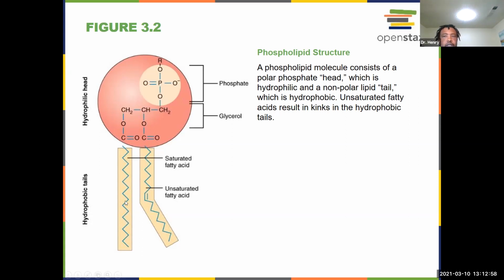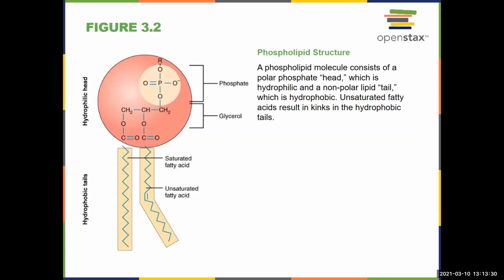Okay? So the hydrophobic tail is basically fatty acids. Here is an example of a saturated fatty acid, and this is an example of an unsaturated fatty acid. What is the difference between a saturated fatty acid and an unsaturated fatty acid? You guys remember? Okay, so that means no, you don't remember, or no, I don't remember. You don't remember? Alejandro, do you remember?